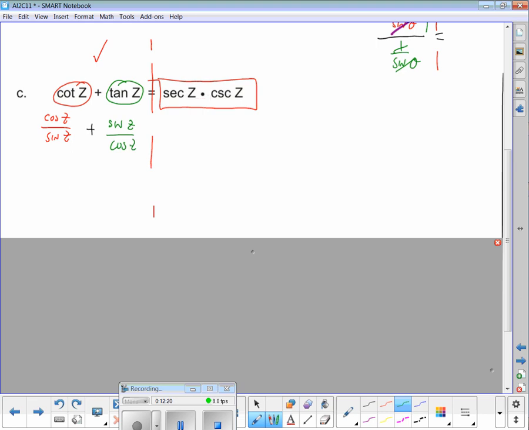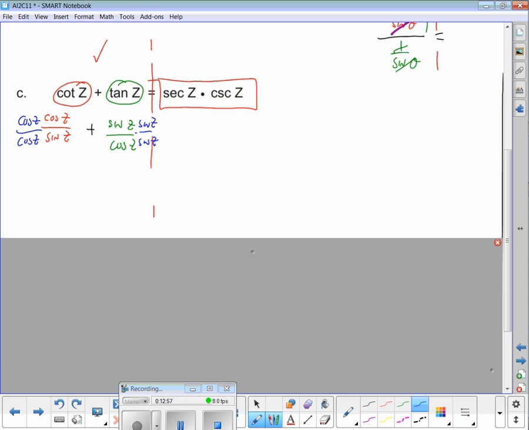Now look, don't let the trig functions get you all crazy. This is nothing more than fractions. And how do I get two things to be one? I have to add the fractions. How do I add fractions? Hopefully your brain says, I need a common denominator. How are you going to get a common denominator? Well, I'm going to multiply the left fraction by cosine z over cosine z, and I'm going to multiply the right fraction by sine z over sine z to give them a common denominator.